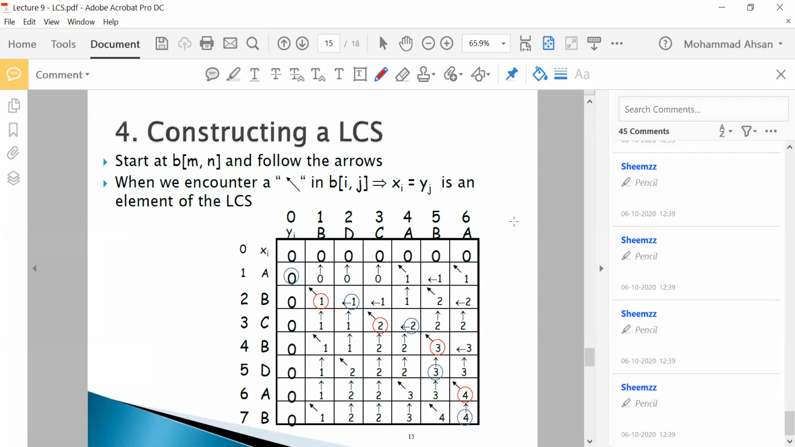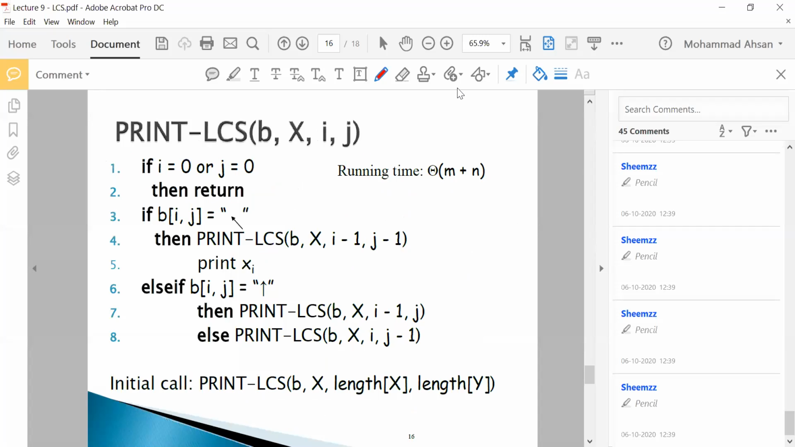So how will this be printed out? That's what they have done. They've circled the path which generates this longest common subsequence, the path of the subproblems, which will lead you to the solution. So this is what will help you print.